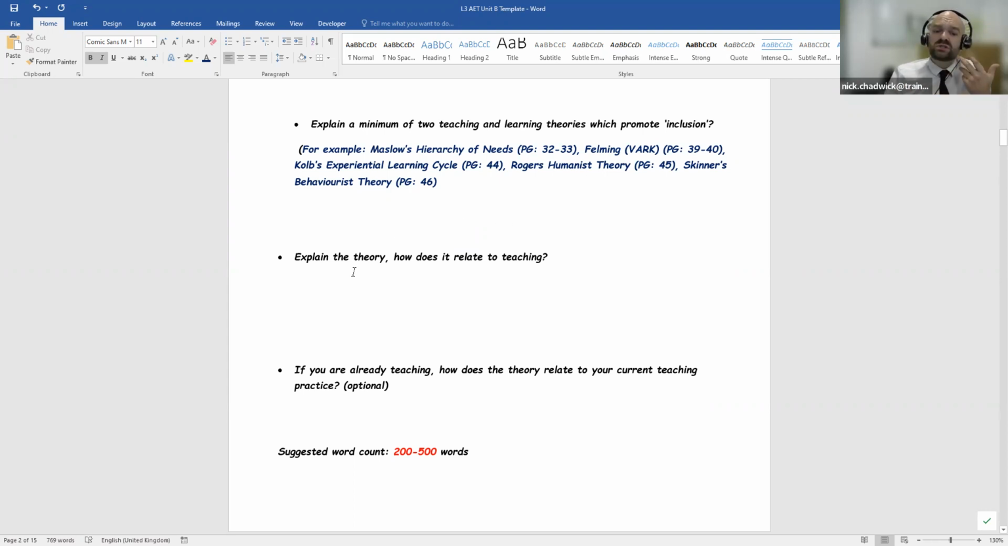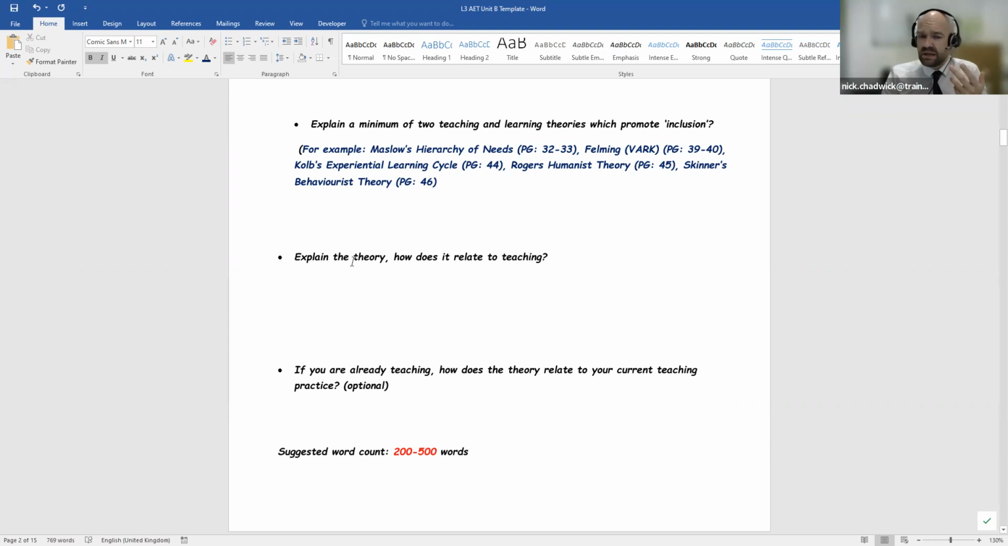And I would like for you to explain the theory. How does it relate to teaching? Okay, so for example, Maslow's hierarchy of needs. So you'll see this inclusive pyramid, perhaps to describe each stage of the pyramid, but more importantly, how does it relate to teaching? Okay, and I guess most importantly is how does it promote inclusion? Okay. So do have a look at a minimum of 2 of the different theories there.